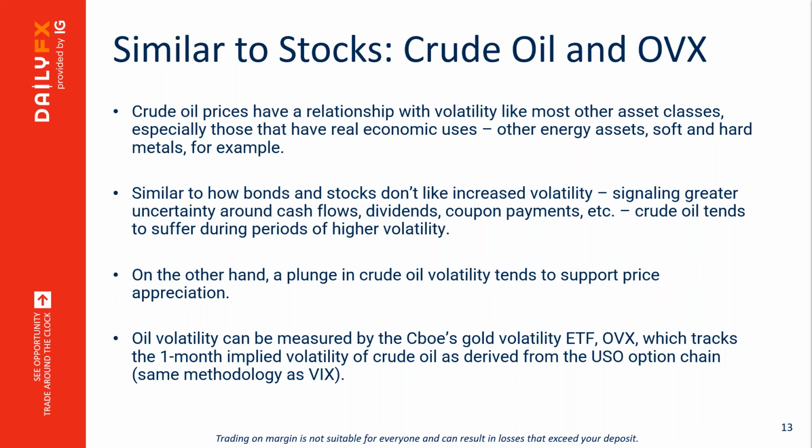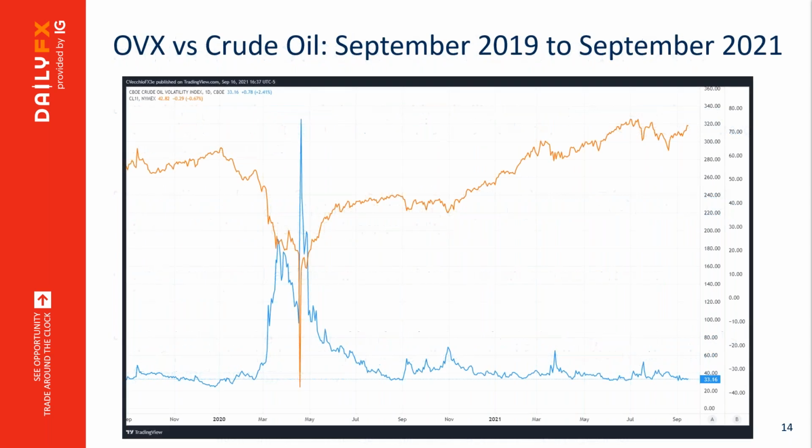Now, we can measure oil volatility using the CBOE's oil volatility ETF. You have to ignore my typo here on the screen. Not everyone's perfect. OVX tracks the 1-month implied volatility of crude oil as derived from the USO option chain. Now, USO is an ETF that basically packages up crude oil futures, and it's constructed in the same way as the VIX. So we can go back to that nasty looking formula earlier, or we can simply go to the next chart, which I think everyone would prefer here.